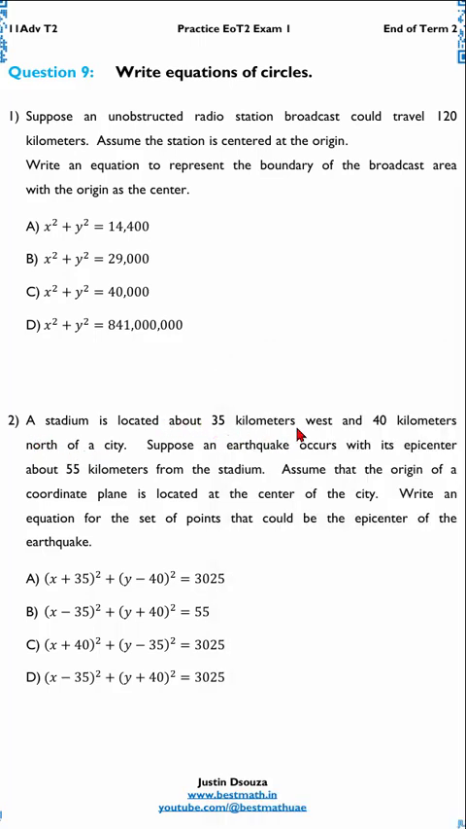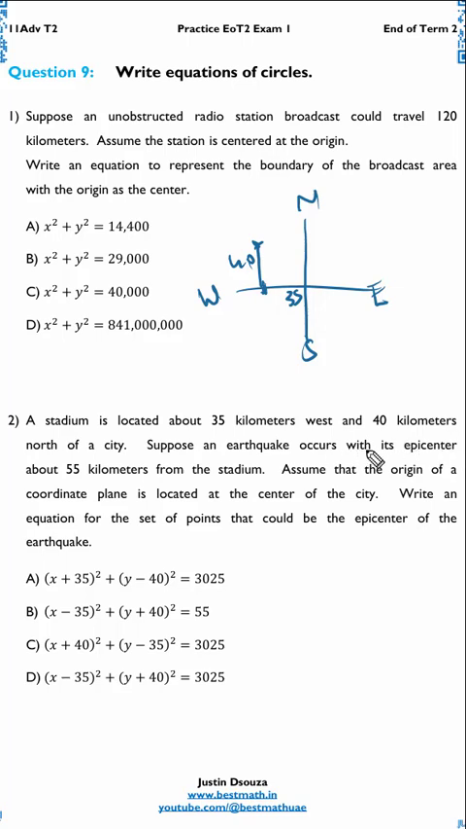A stadium is located about 35 kilometers west and 40 kilometers north of a city. So here the north, south, east, west must be known. North is up, south is down, east is to the right, and west is to the left. 35 kilometers west, somewhere over here, and 40 kilometers north, somewhere over here. So 40 and this is 35.